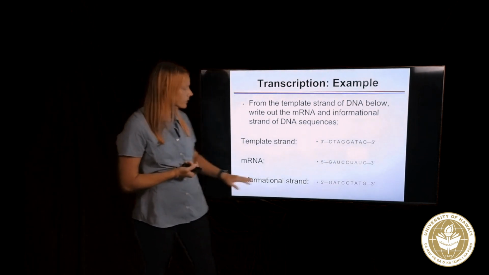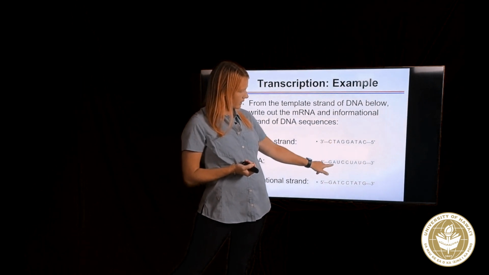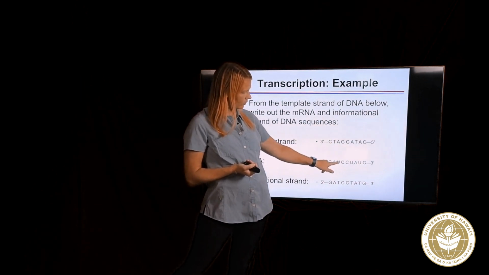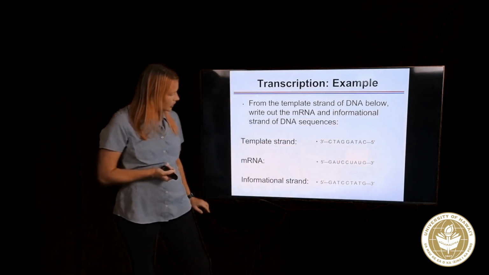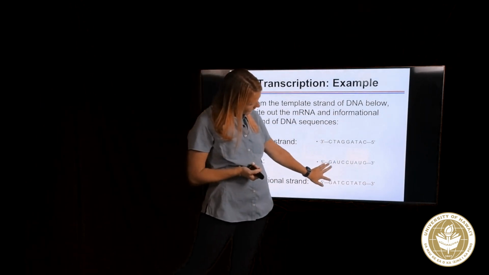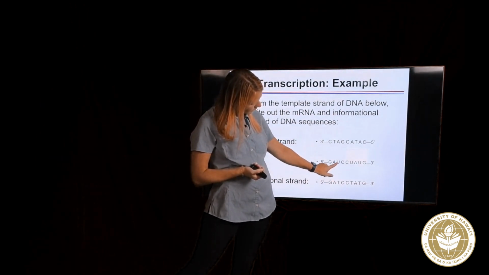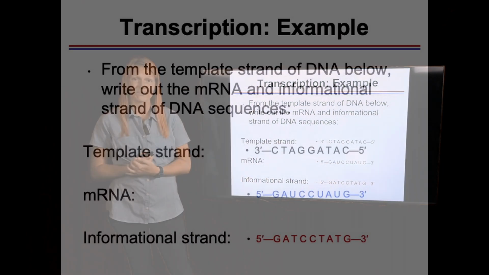So in blue here, you see that mRNA, right? G, C, A, T, A, U, right? Because uracil is here instead of thymine. So what you should see is that your mRNA and your informational strand are the exact same, with the exception of uracil in the mRNA, thymine in the DNA.